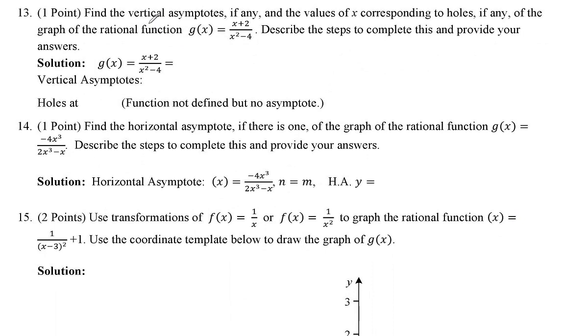Here they want us to find vertical asymptotes, if any, of our rational function, and then describe the steps to complete this. They also want to know any values that correspond to holes. So let's take our function, x plus 2 over x squared minus 4, a rational function, and let's factor that denominator. So x plus 2 over, this is a difference of squares, x plus 2 times x minus 2.